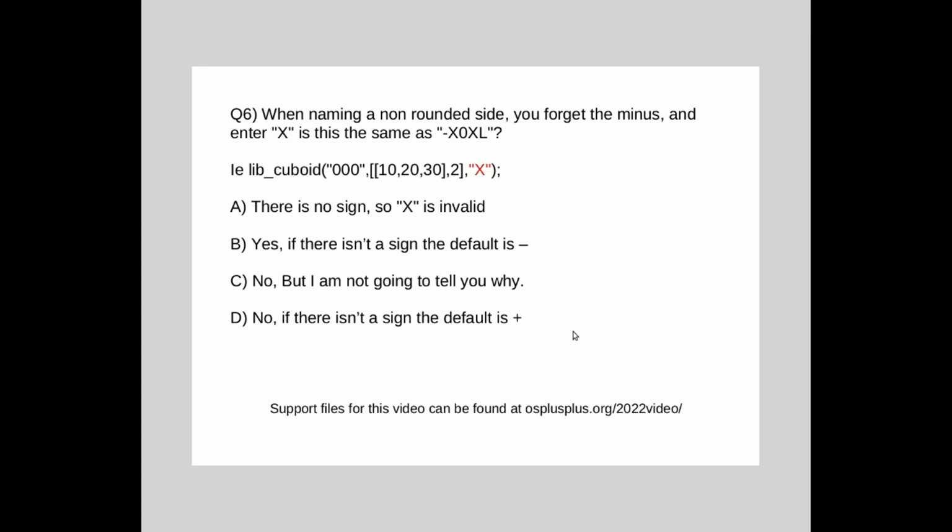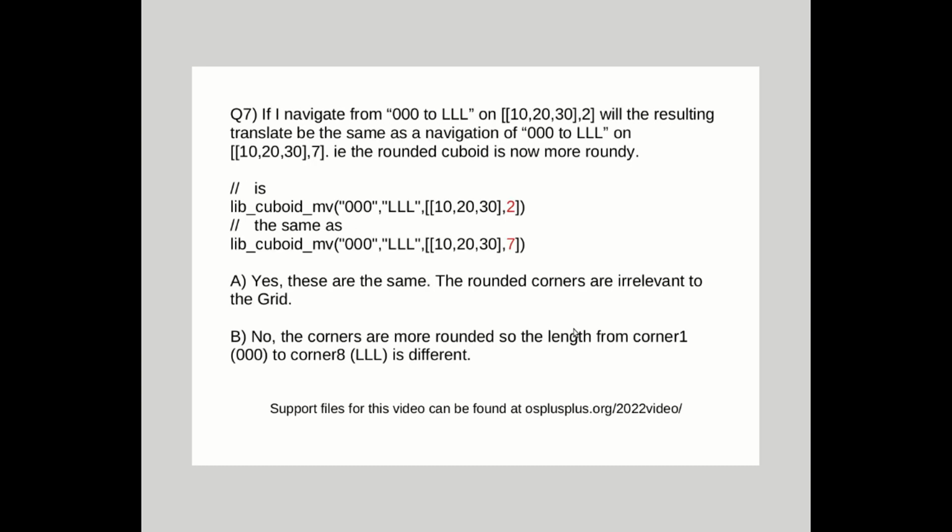Your answers, please. And finally, question 7, I hope it's finally. If I navigate from 000 to LLL on the cuboid 10, 20, 30 with a roundness of 2, will the resulting translate be the same as the navigation from 000 to LLL on a standard cube of 10, 20, 30 with a roundness of 7, i.e. the rounded cuboid is now more rounded?